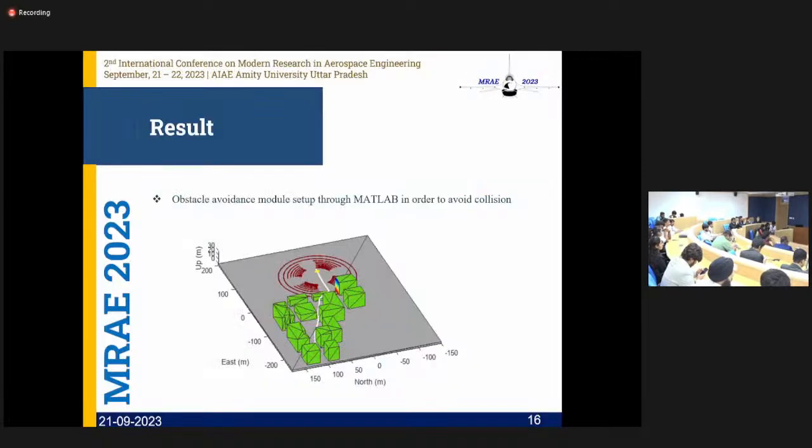So in order to avoid the drone interacting with other obstacles or the buildings, we have also employed an obstacle avoidance module. The output is, as you can see, where it will have a radius around it, and if there's any sort of obstacle, it will detect it and try to change its trajectory away from that particular object, and it will avoid the collision.